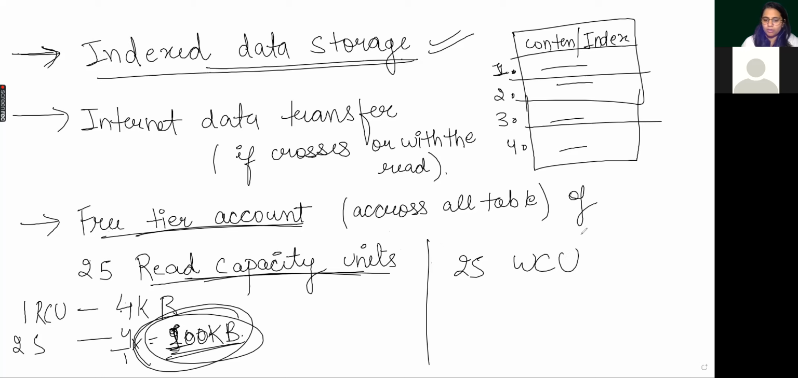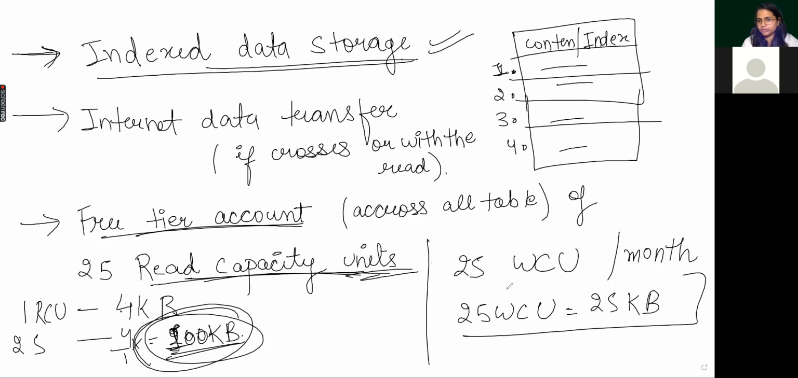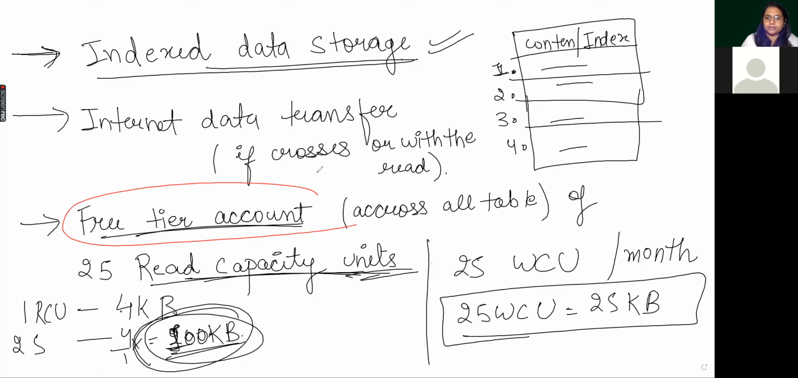On a per month basis. For 1 month they provide you this. So 25 WCU means you can write 25 KB of data inside DynamoDB under the account you are taking as free tier, for a particular single month.